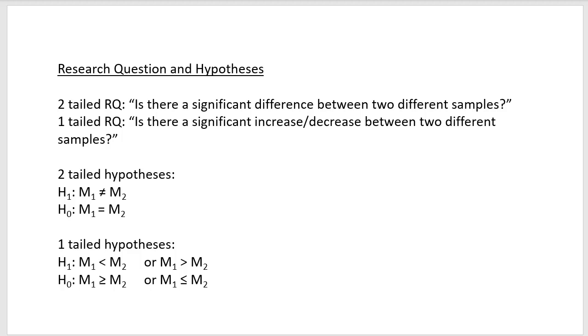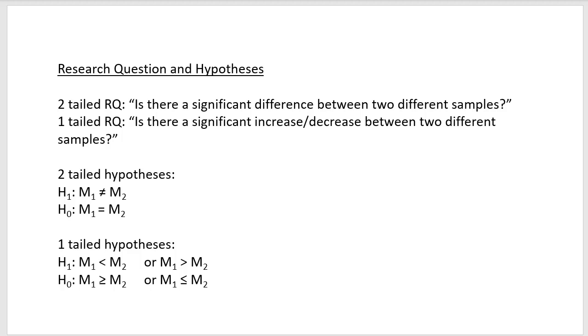The two-tailed hypotheses are that the null hypothesis is that the two groups are equal. M1 is equal to M2, so the mean of group 1 is equal to the mean of group 2. The alternate hypothesis is that the mean of group 1 is not equal to the mean of group 2.